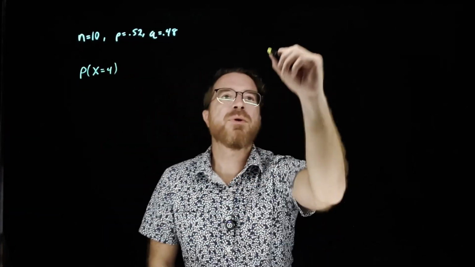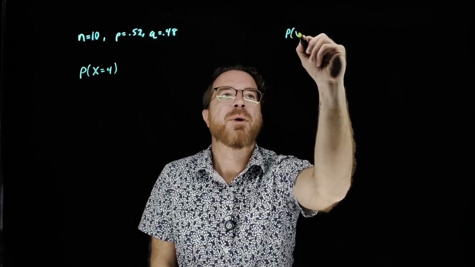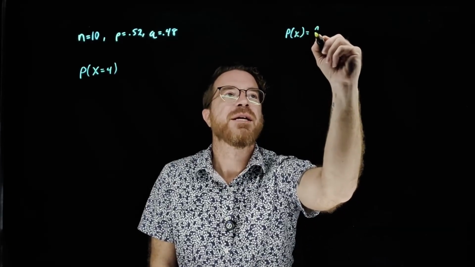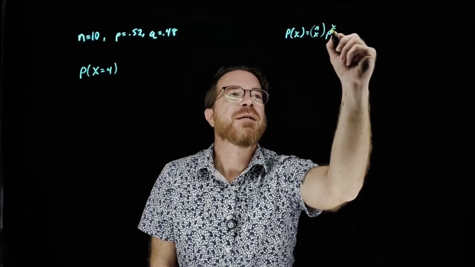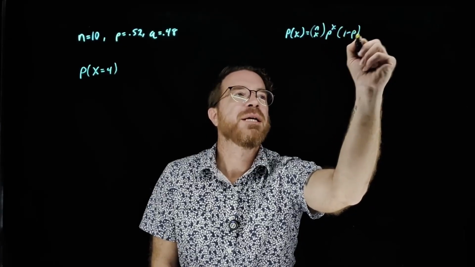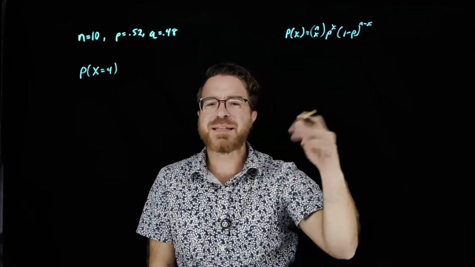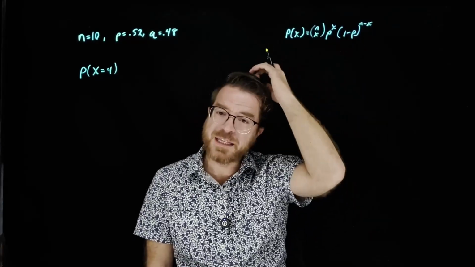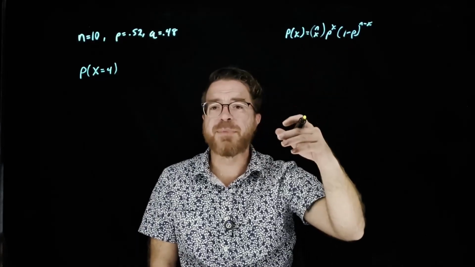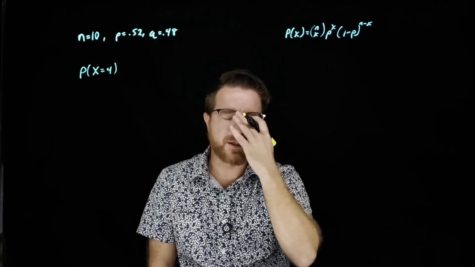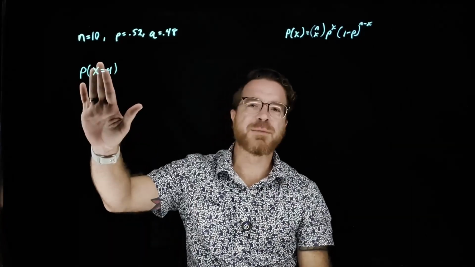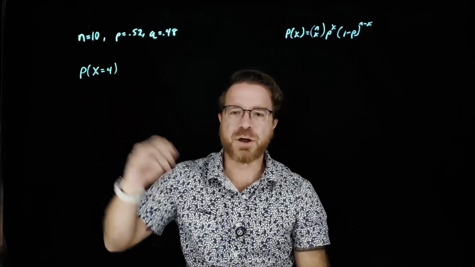As before, we're going to be using our binomial probability. Probability of x is n choose x, p to the x, 1 minus p to the n minus x. Now on the exam, if you put q for 1 minus p, that's perfectly fine. If you put your combination as nCr, that's perfectly fine as well. And in fact, you could have also just written this as probability of 4. I'm just trying to be precise.